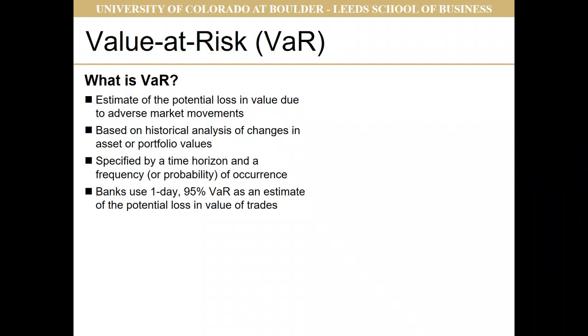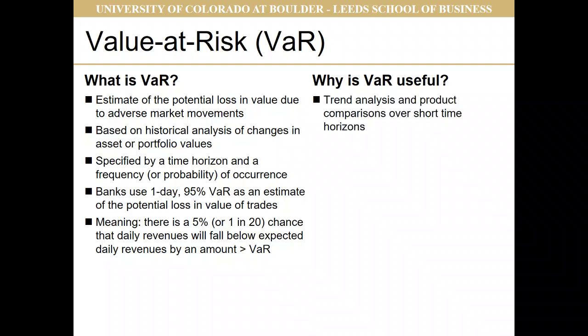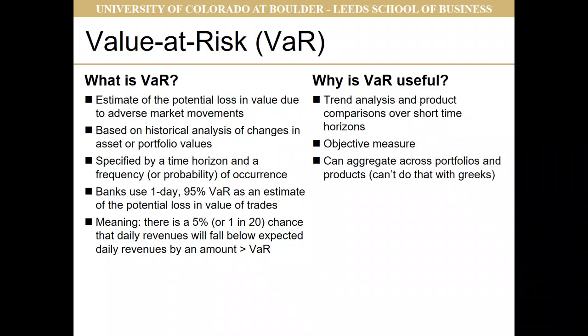Is it too aggressive? Is it too conservative? And so we can think about, does the number make sense relative to the profit and loss we make in our portfolio? So it's useful for a whole series of reasons. One, we can do trend analysis and product comparisons. A value at risk is an objective measure. We can decide, is it correct or is it not correct? We can aggregate across portfolios and products. If I know the delta on a position and the vega on a position, I don't know how to add those up and decide how much risk I have. Value at risk allows me to do that. I can backtest, as I said, against my profit and loss.